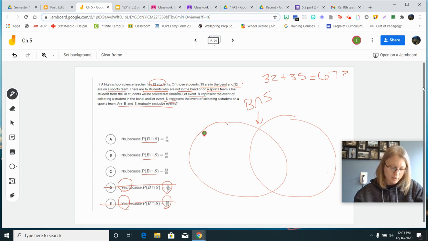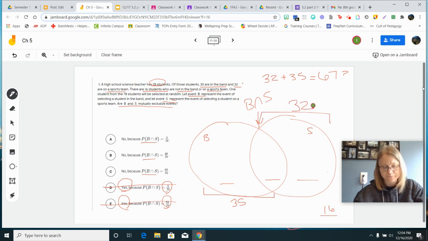So I'll put my band students over here and my sports students over here. And I know already that 16 students don't fit into either category. So I can put them on the outside, and then I just have 3 other regions to fill in. So we know that there are 35 band students. So these two sections have to be 35. The band circle has to represent 35 kids, and the sports circle has to represent 32 kids. So let's take a look at some of our data.